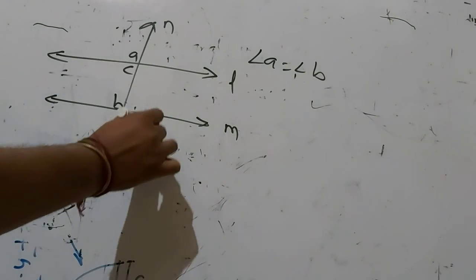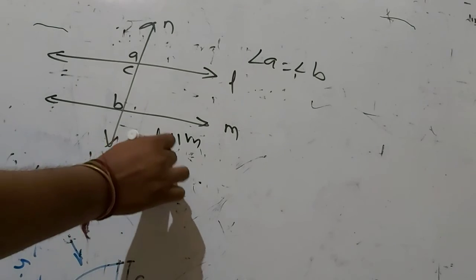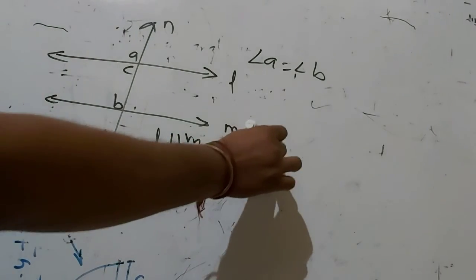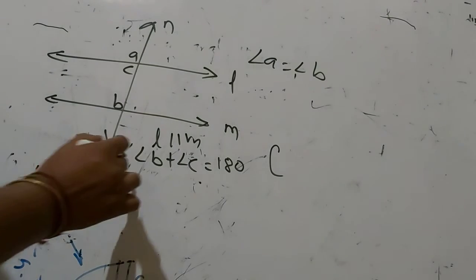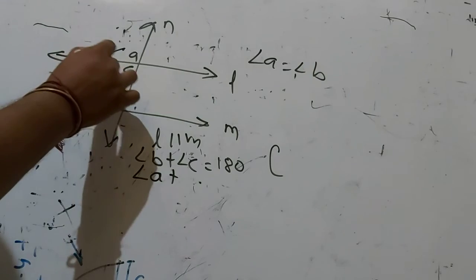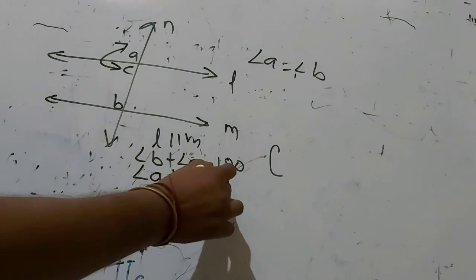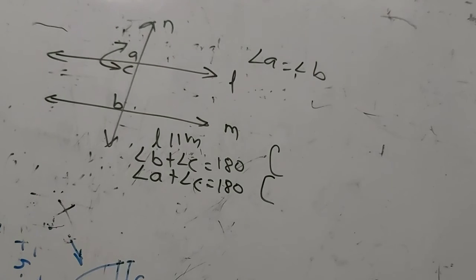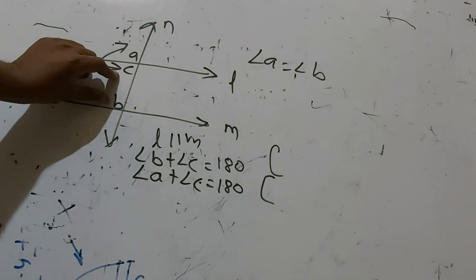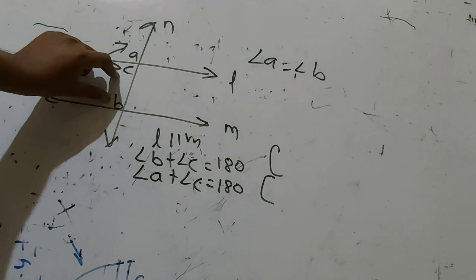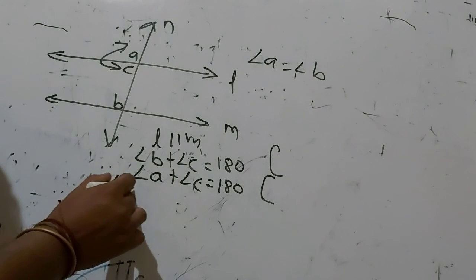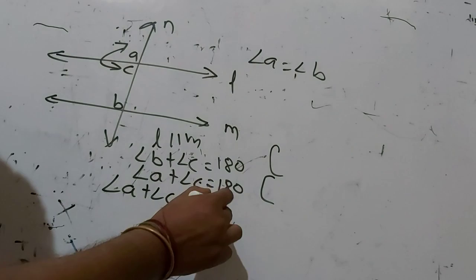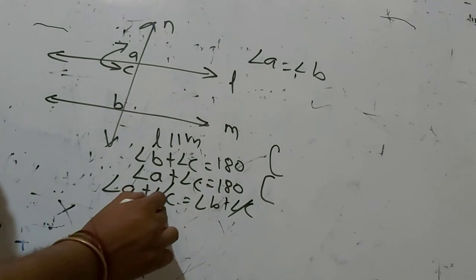If line L is parallel to M, then angle B plus angle C is equal to 180. Why is it so? Interior angles. You can write that as the reason. Second, angle A plus angle C is equal to 180. Why is it so? These are angles in a linear pair. It is given in the textbook. First we took these two angles as interior angles, then these two angles as a linear pair. From 1 and 2, angle A plus angle C is equal to angle B plus angle C. Eliminating angle C, you will get angle A is equal to angle B.